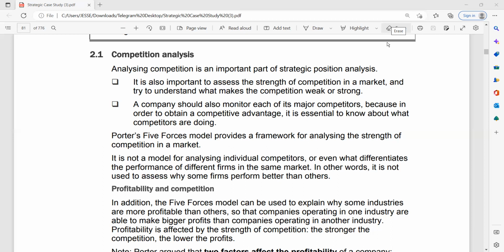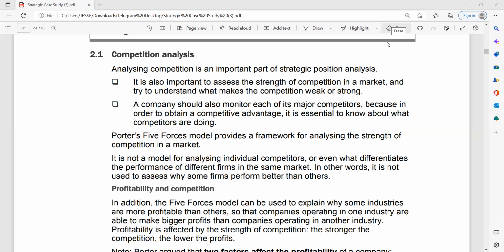So let's move straight into it. Competition analysis. Competition analysis is basically assessing the strengths and weaknesses of your competitors in a market, right? You are trying to assess the strengths and weaknesses of your competitors in the market. So that's what we mean by competition analysis.